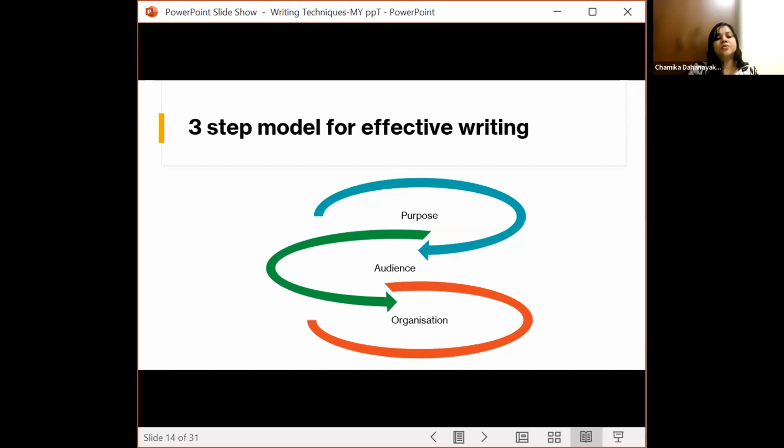All of that comes under organization. So you see, out of the three-step model, only in the third one we will start writing. Okay? The first two stages are connected to your thinking.